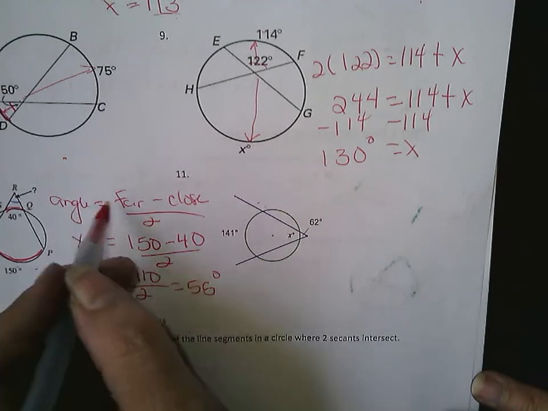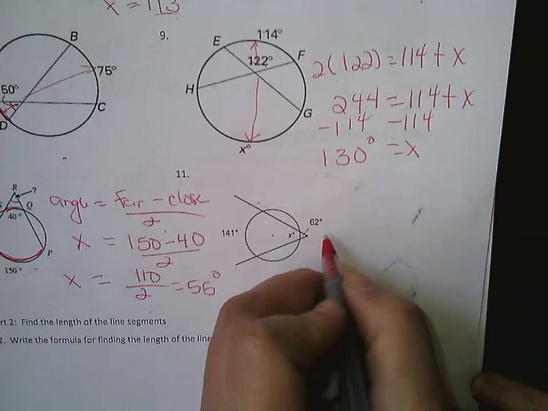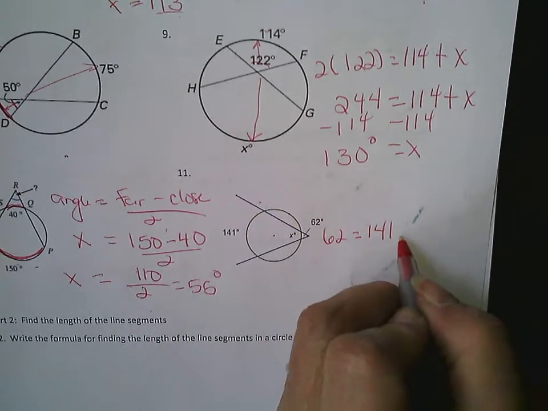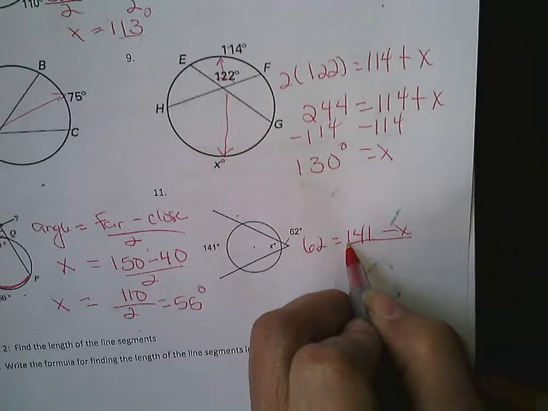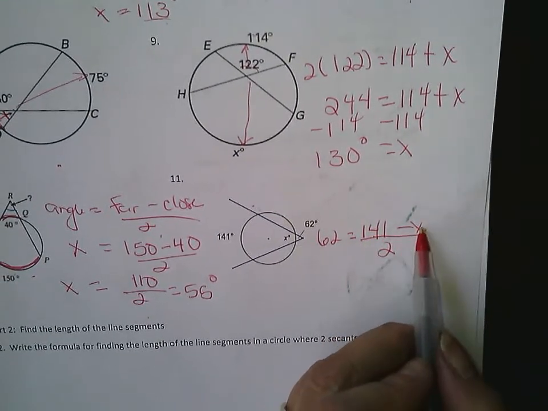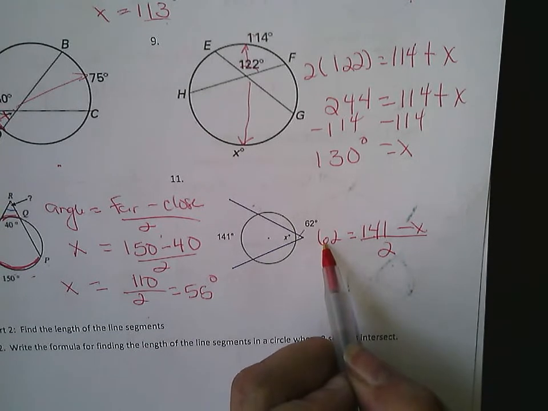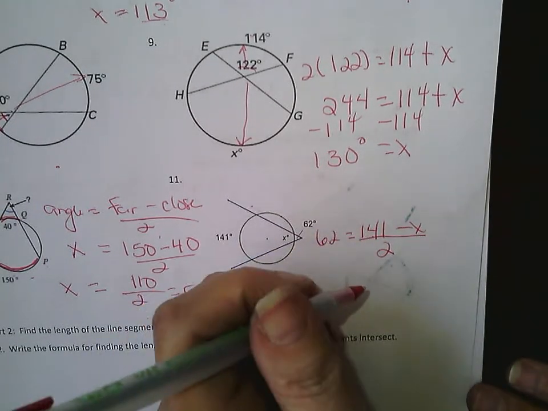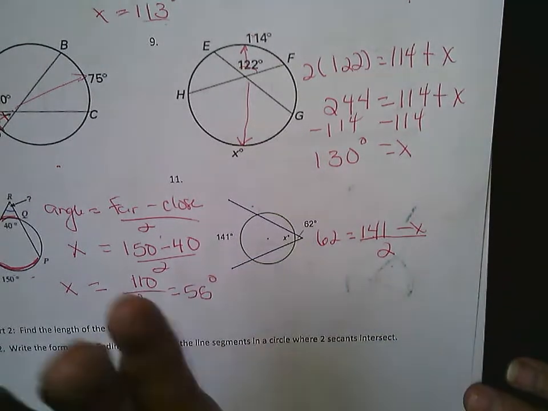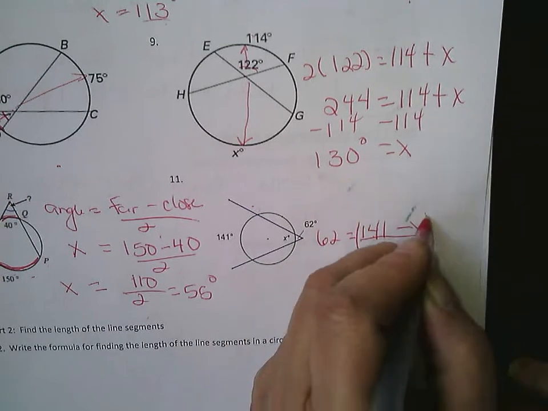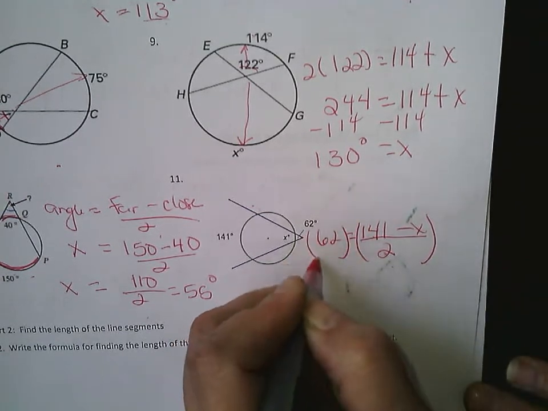This one is the same, only we're given the angle measurement. So the angle is the far minus the close, divided by 2. We put our angle in here: 62 equals 141 minus x, divided by 2. We don't know what that something is. That's a little tricky to think about. Maybe we can do guess and check, putting in different values like 20 or 25 to see if we're close. Or you can multiply and get that 2 out of the denominator.